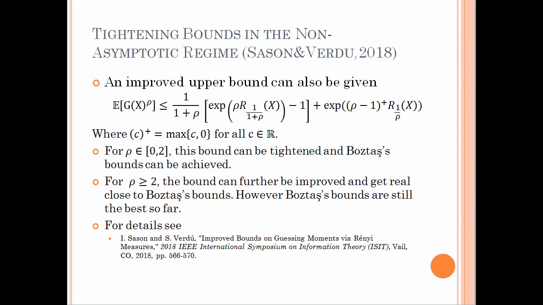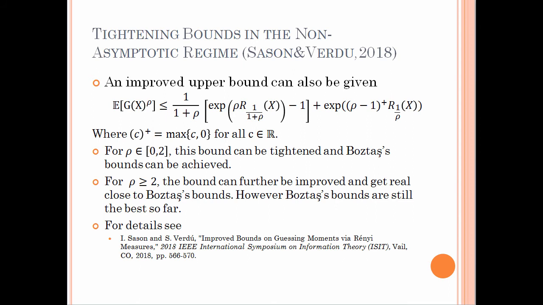The same study also provides multiple improved upper bounds, such as the one shown on top of this slide. It is shown that this upper bound can be improved even further if we consider different ranges of rho values individually. For instance, if rho is between 0 and 2, this bound would correspond to the m equals 0, 1, and 2 cases in the Boztaş analysis. And the upper bounds actually match between this study and the Boztaş study.